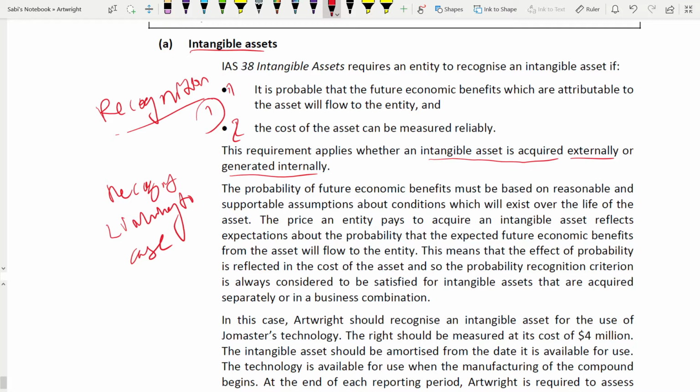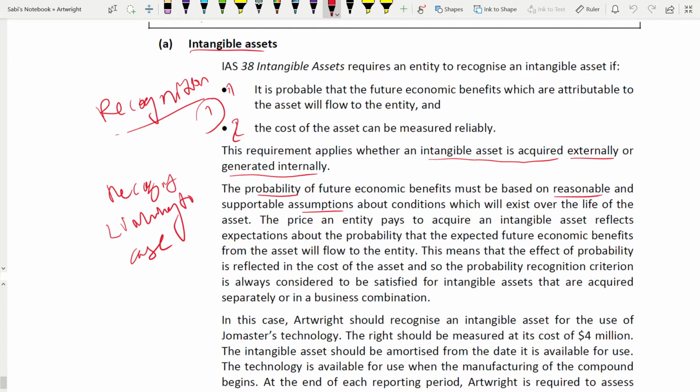So, the probability of future economic benefit, because the benefit of know-how and technology, you are going to get in the future, something for the future. Currently, you are not having any benefit out of it. So the probability of future economic benefits must be based on reasonable and supportable assumptions. The assumptions should be supportable as well as reasonable about conditions which exist over the life of the asset.